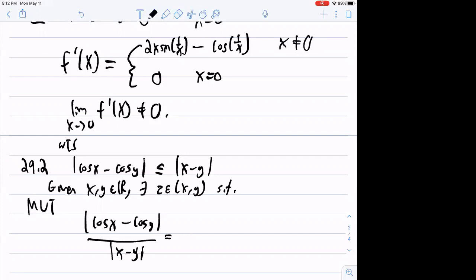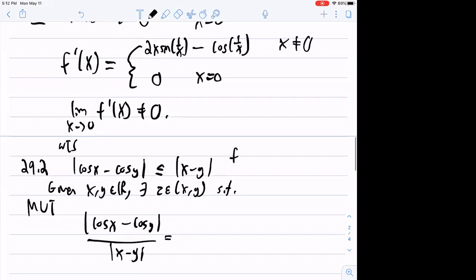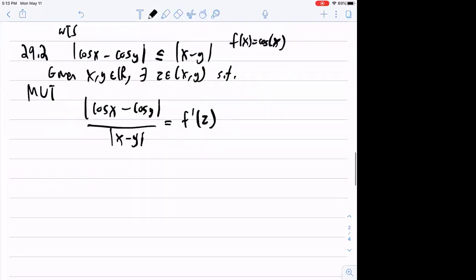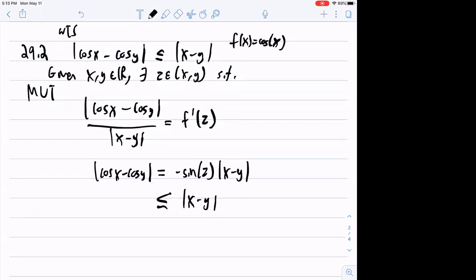basically, if I called f of x is cosine of x, then f prime at z, right? But what's the derivative of cosine? Derivative of cosine is just sine, right? Or negative sine, if you like. And this is certainly true, right? So it is equal to negative sine of z times x minus y. But sine is bounded by 1. So this thing's certainly smaller than x minus y. So hopefully this isn't too hard.